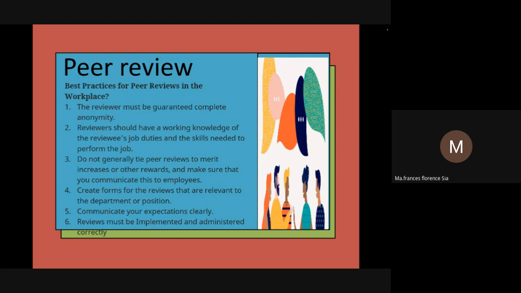Create forms for the reviews that are relevant to the department or position. Make sure that the reviews have a connection with the nature of the department. For some reason, it is good to allow blank spaces on each form for the reviewers to add topics that they feel are relevant but which you have overlooked. Five, communicate your expectations clearly.